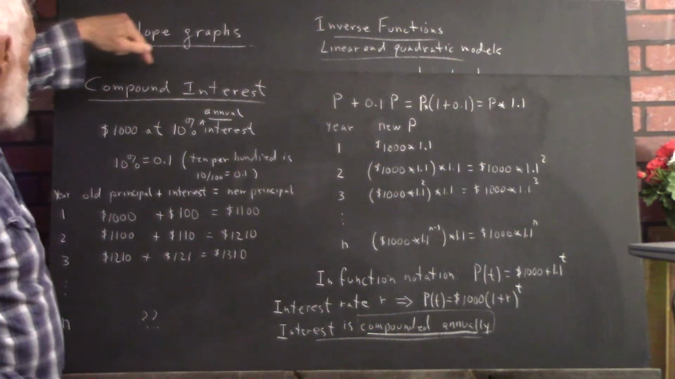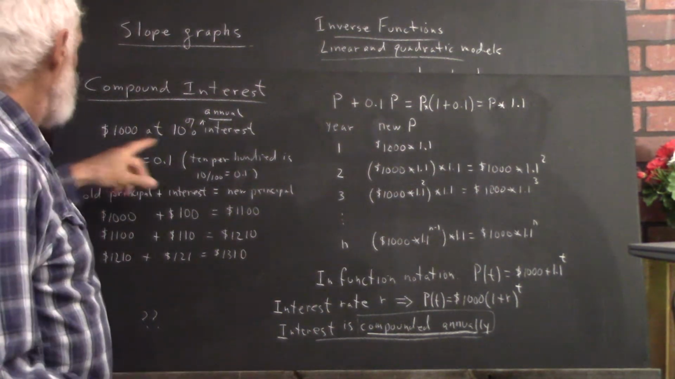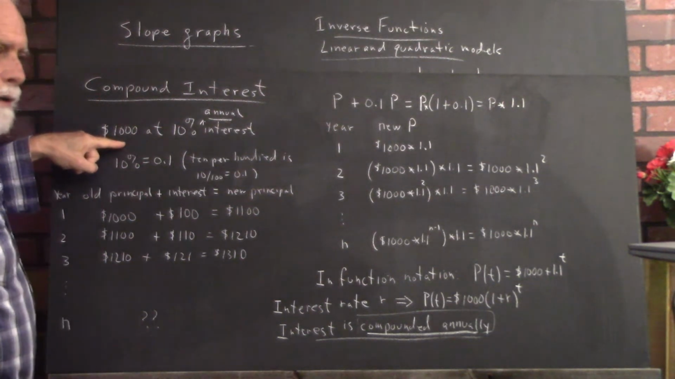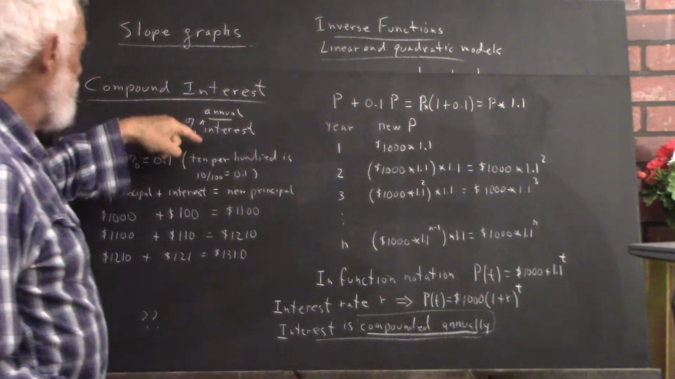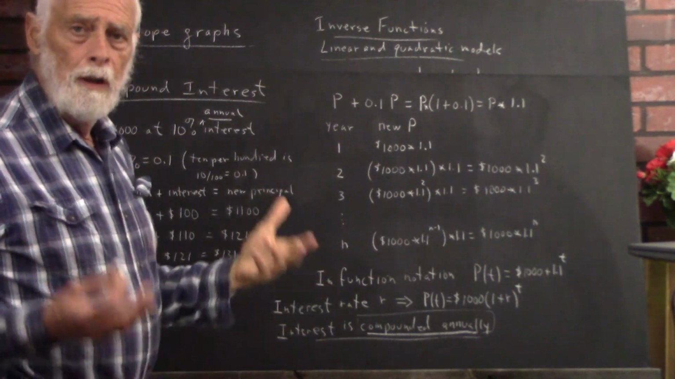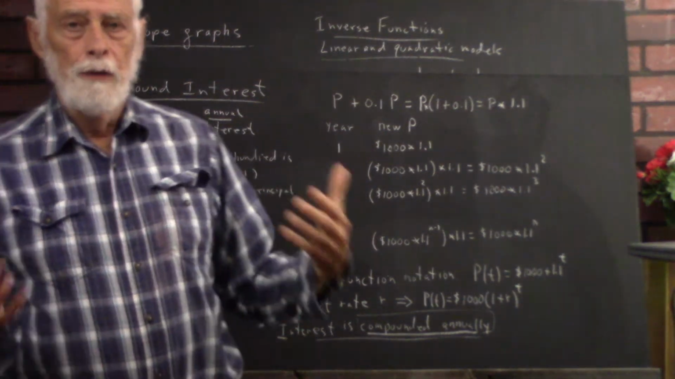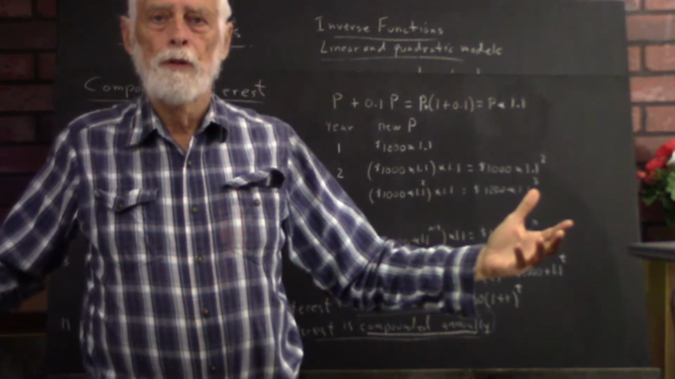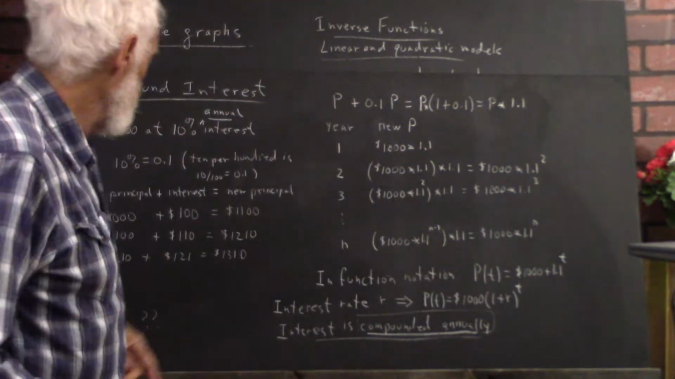Okay, so compound interest, we consider if you have $1,000 and you get annual interest 10%. What do you have after a year if you have $1,000 at annual interest 10%? I'm blocking the board so you can think about that a minute. Well, now I'm going to tell you.